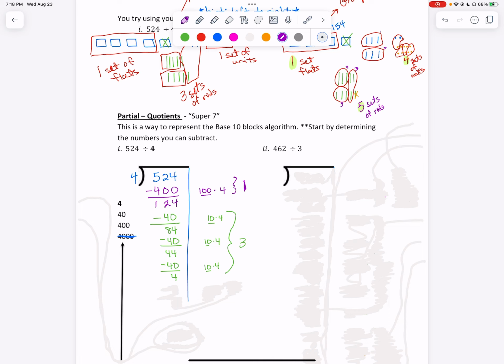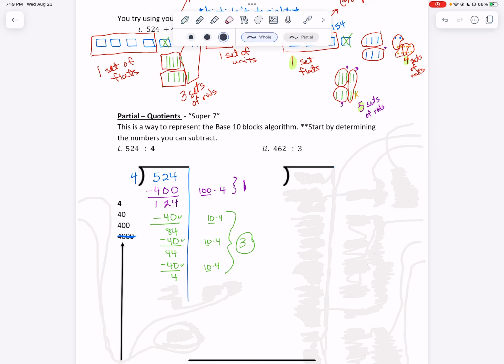Okay, so next, and I already took that down, I'm going to subtract 40 as many times as I can. So I subtracted it once and got 84. Then again, and I got 44. And then again, and I got 4. Okay, so how many of those did I subtract? I subtracted 3 of those sets of rods, excuse me. So I took off 3 40s.